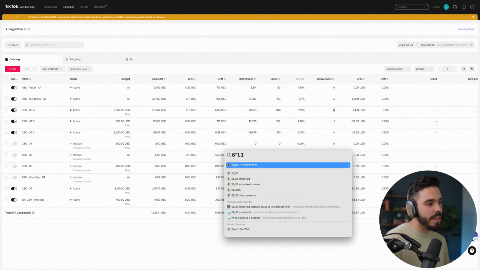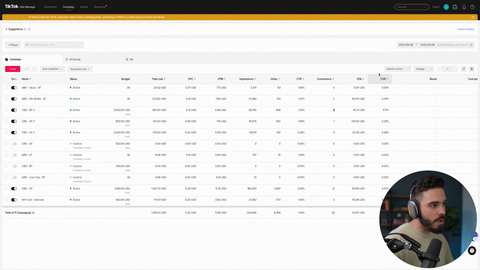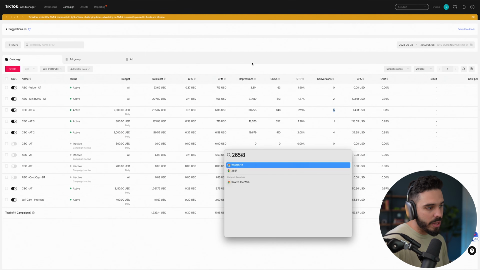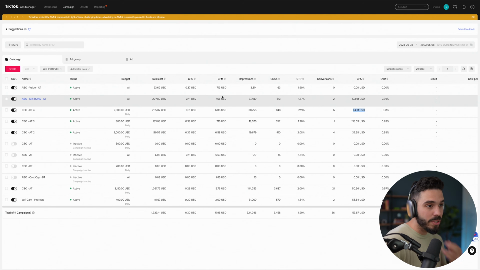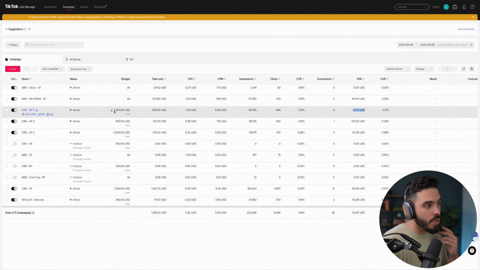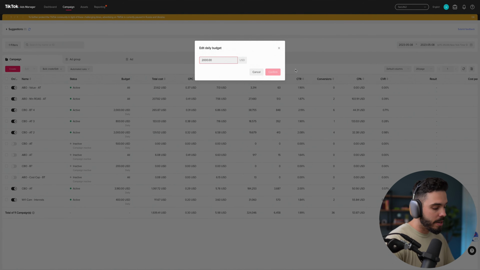That means that in this one, we probably have around 8 orders. If we take 265 and divide it by 8, that means we're paying around $33 per order, which is almost exactly what we want. So what I'm gonna do with this campaign right here is surf it double to $4,000 a day.